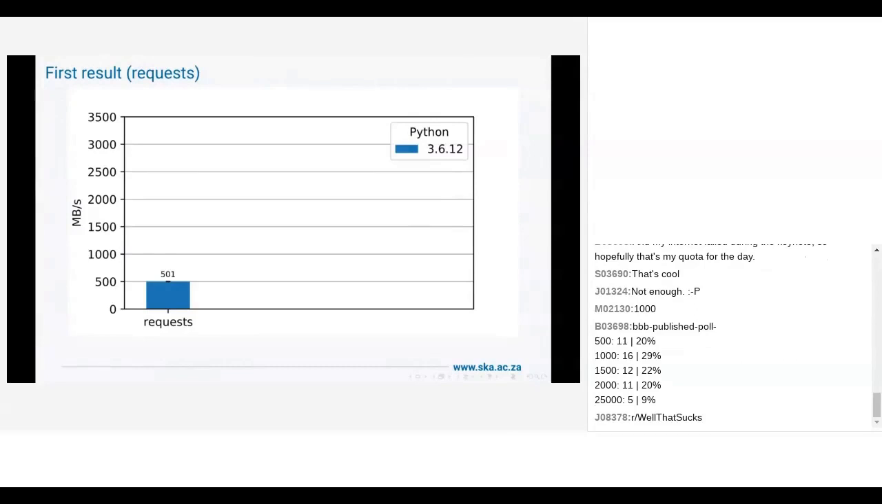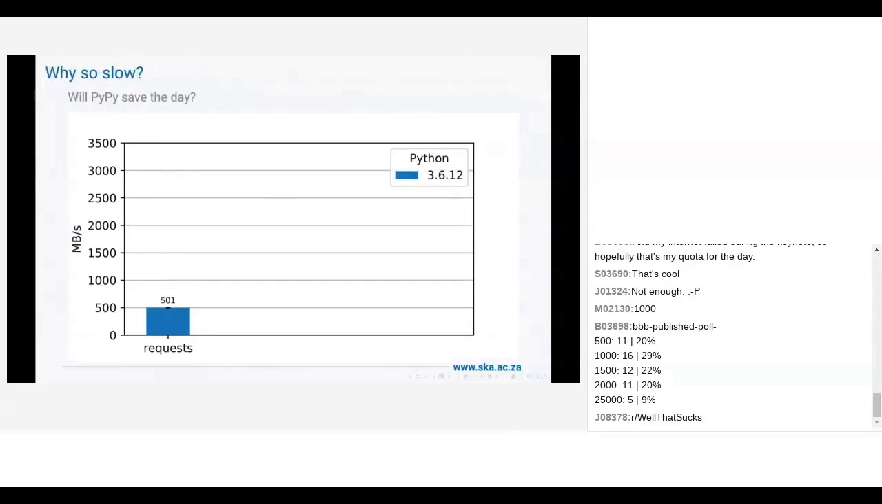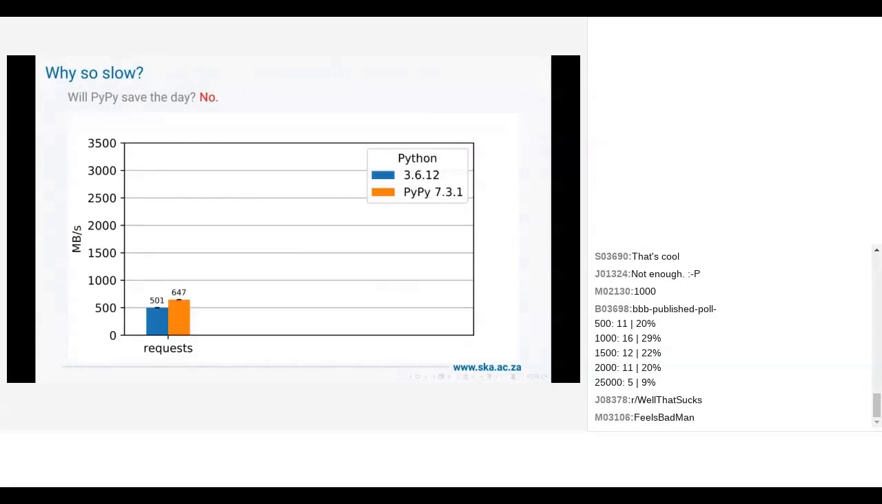So first option is, well, everyone knows Python is slow, right? And people say, oh, you should use PyPy. It's magic. It makes your Python code just run faster. Is it going to make it run faster? Well, yeah, a little bit. Not really. It's not the 6 times faster we wanted.